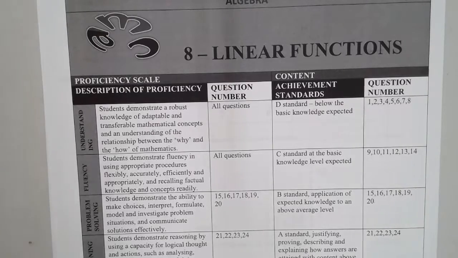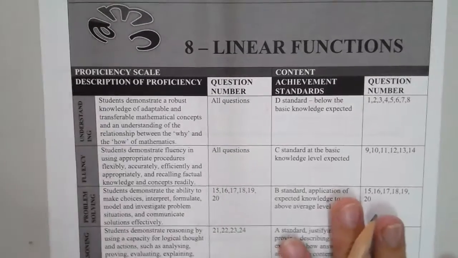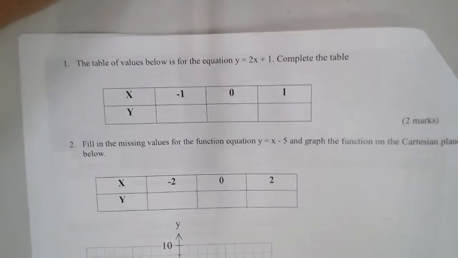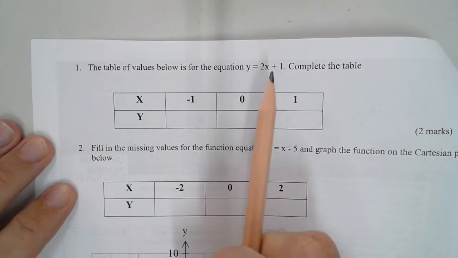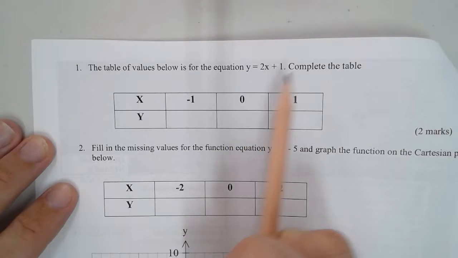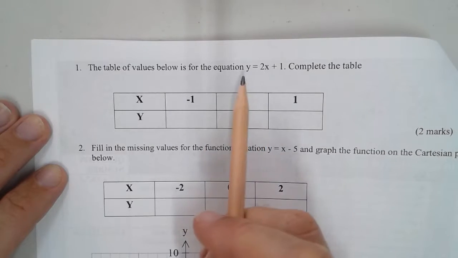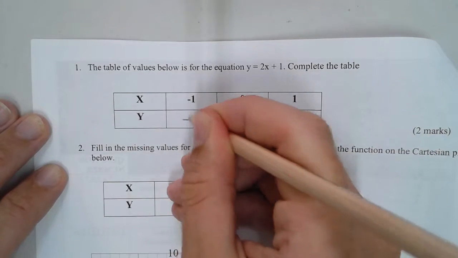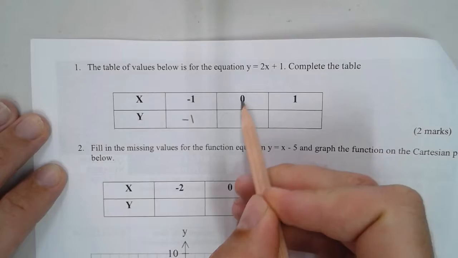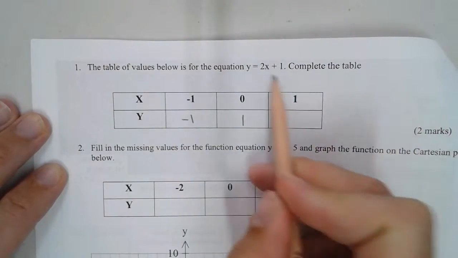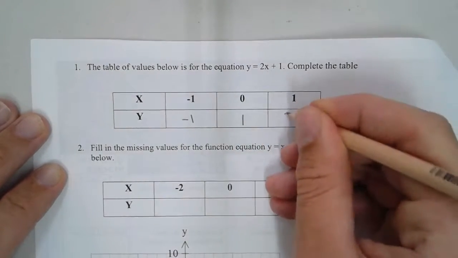Alright, so we're looking at the Year 8 linear functions test and how to get 100% on all the questions. So here we go. Number 1. Table of values. So y equals 2x plus 1, it's just substitution. So multiply it by negative 1. So you get minus 2 plus 1 is minus 1. 2 times 0 is 0, plus 1 is 1. And 2 times 1 is 2, plus 1 is 3.